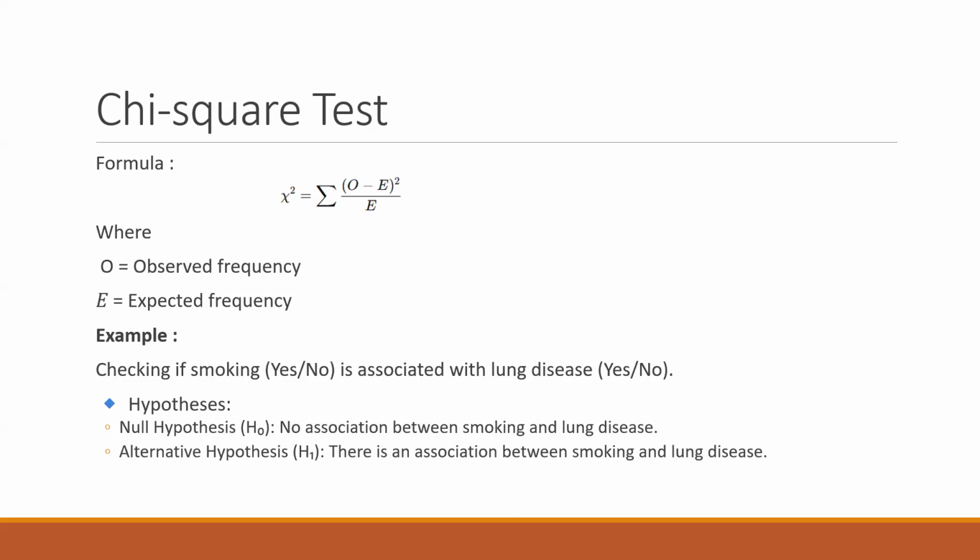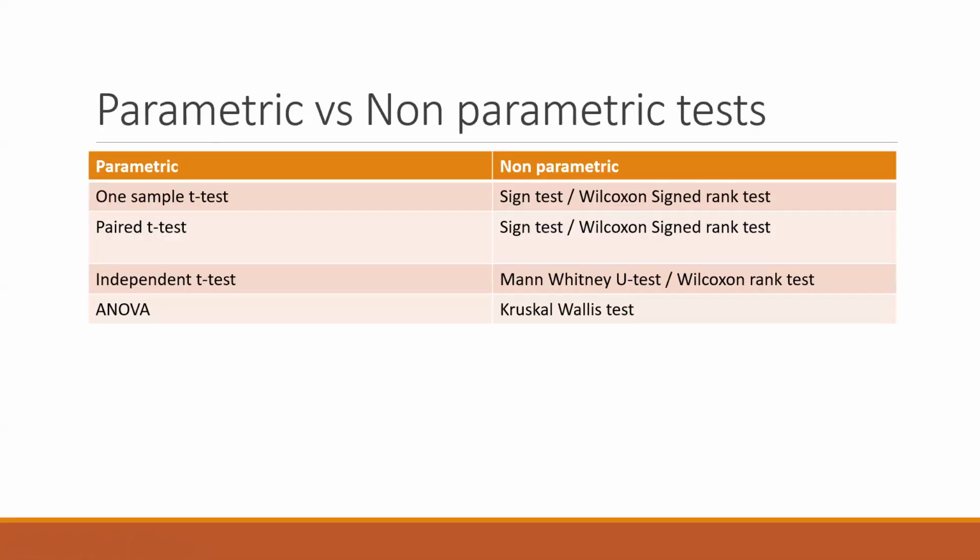An example is checking if smoking, yes or no, is associated with lung disease, yes or no. So the question is the presence or absence of smoking, and its association with the presence or absence of lung disease. For the chi-square test, the null hypothesis for this example is no association between smoking and lung disease, and the alternative, or H1 hypothesis, is there is an association between smoking and lung disease.